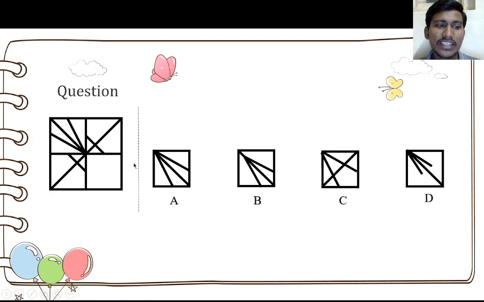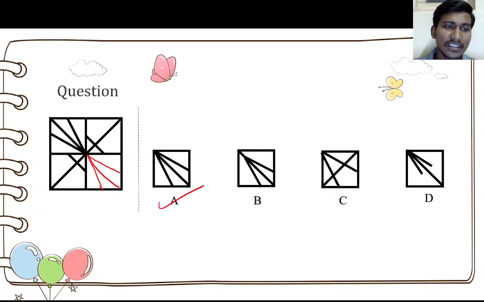So here, what will be the answer in ABCD? Tell me. Option A. Is it correct? Yes, sir. So option A is the correct answer. If you see here, we just have to draw one line, and then one on this side and one on this side. So three lines will be there, right? So option A is the correct one.